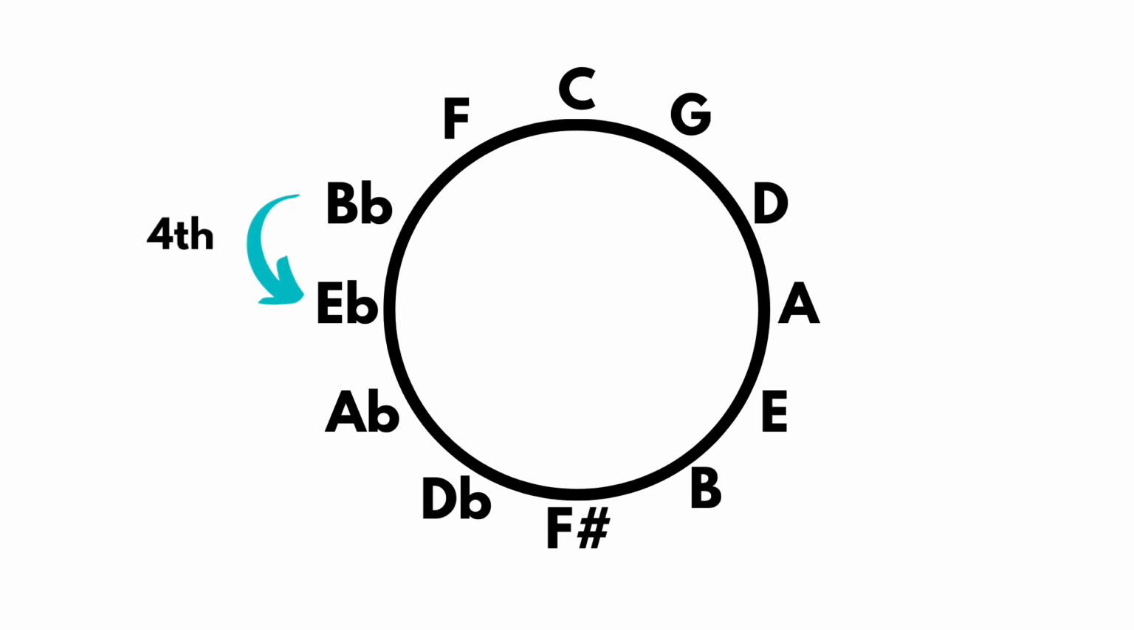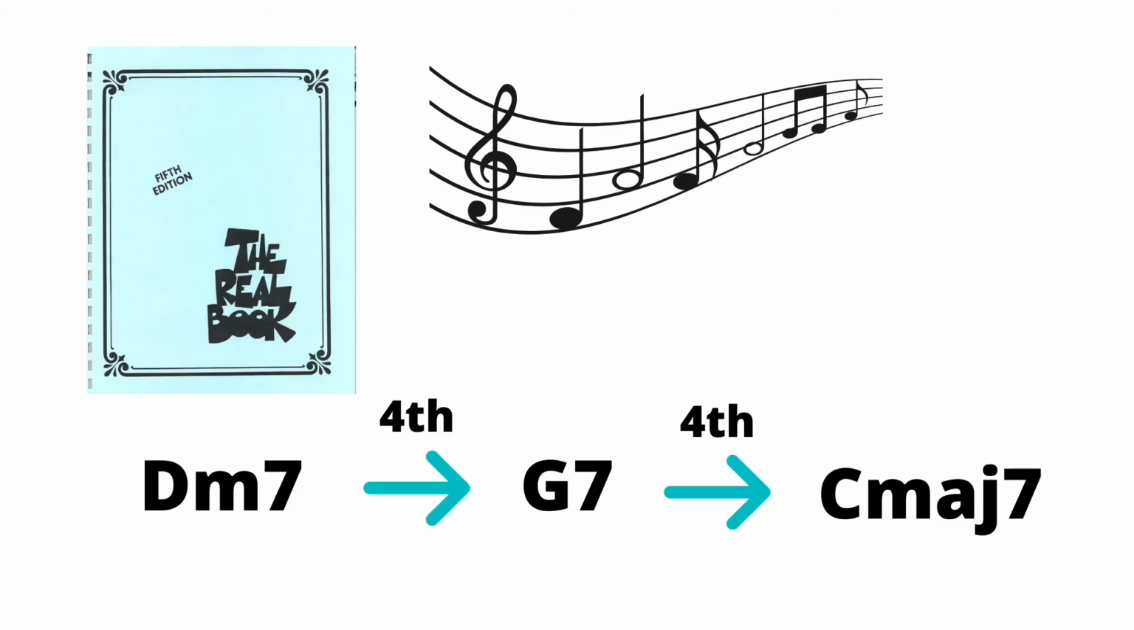If we can remember how the keys move in fourths, it'll be a lot easier to remember chord progressions in jazz standards. Because many times we will see that these chord progressions in jazz standards move in fourths. Let's look at an example of a jazz standard where the chords are moving in fourths.